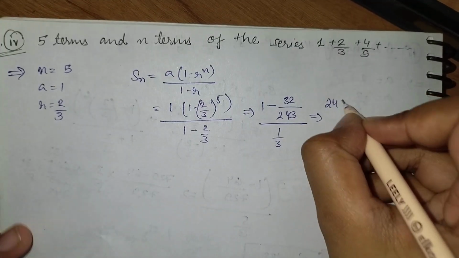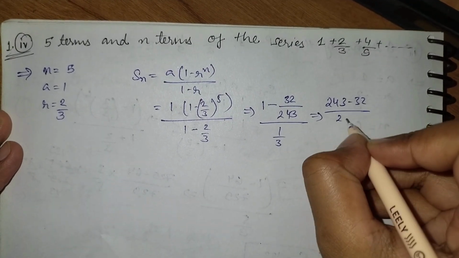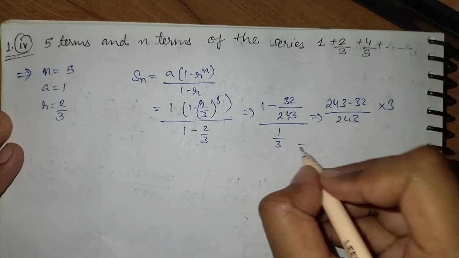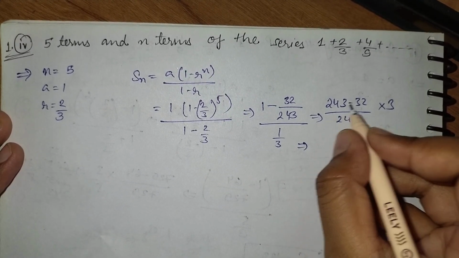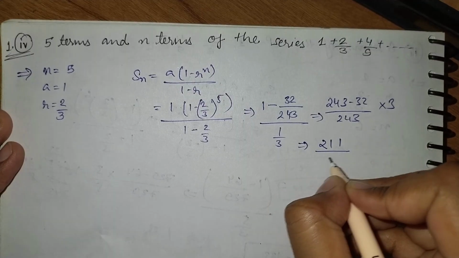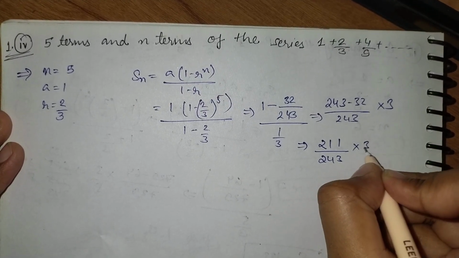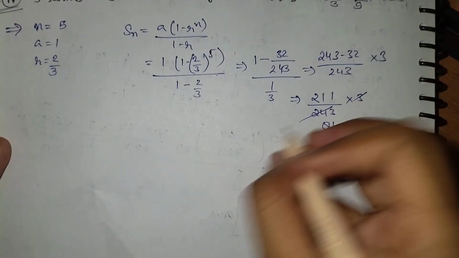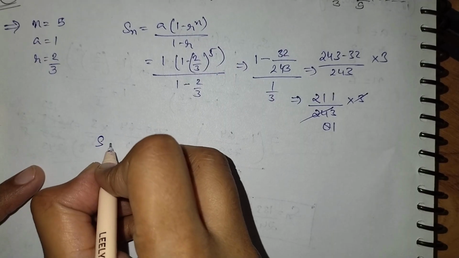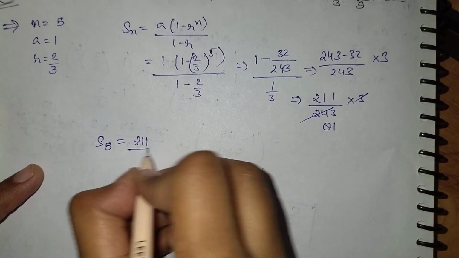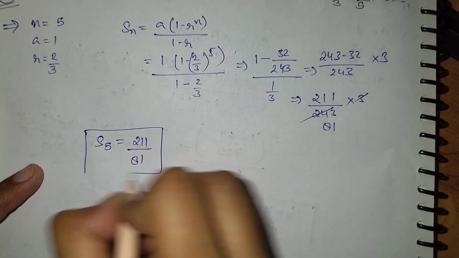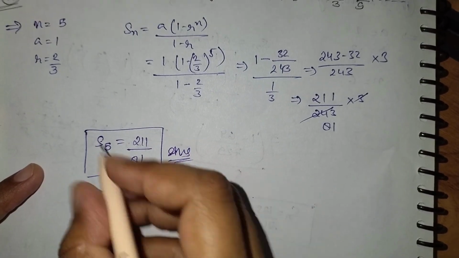So (243 minus 32) divided by 243, multiplied by 3 here. So that will become (243 minus 32), that is 211, divided by 243 multiplied by 3. This will be cancelled out by 3, giving 81. So we will get the final answer for the sum of 5 terms of the given GP as 211 divided by 81. So this is the final answer of the first part which is asked.